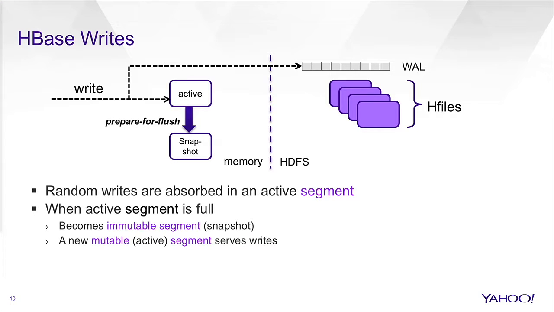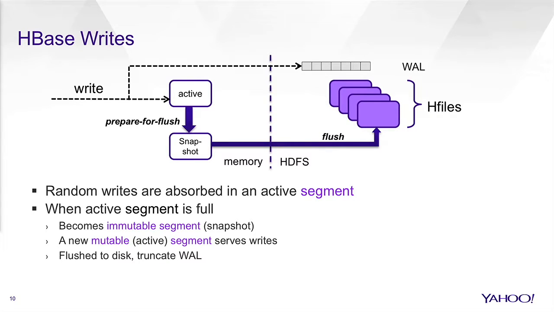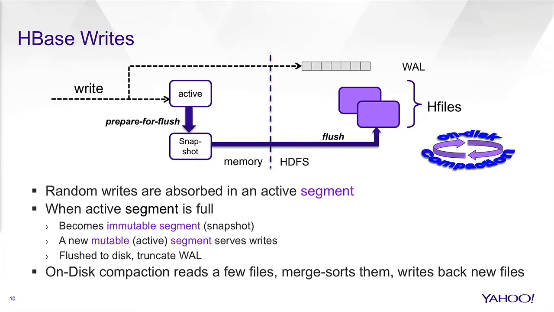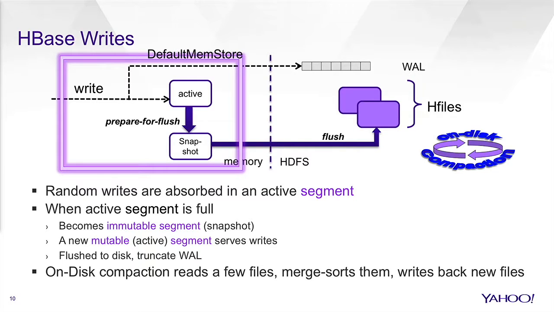Okay, we have a snapshot. It means we have some immutable segment. This is very important for us. This thing is immutable. It's read-only. It's meant to be flushed to disk. So the next thing is really to write it on disk. It can truncate the WAL, and we are going to compact on disk once we have enough files, and hopefully we'll get rid of all the unneeded data. This is how write works in the default MemStore.